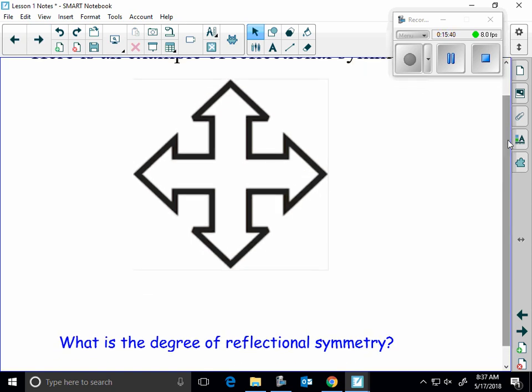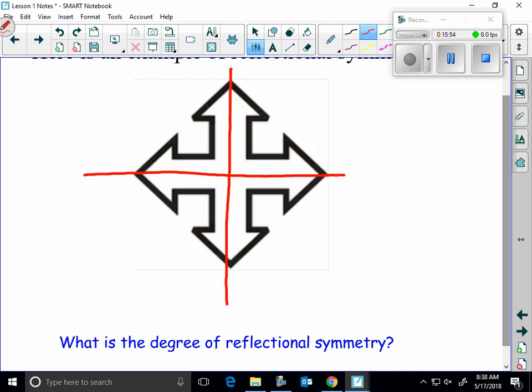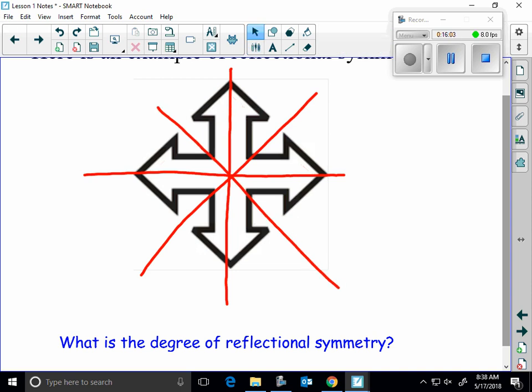Let's talk a little bit about reflectional symmetry. An object has reflectional symmetry if I can draw a line through the object that cuts it directly in half. How many times could I do that to that object? Here's two, right? How many other ways can I do it? How about this? 3? Oh, poor. There we go. Okay, so this object has degree 4 reflectional symmetry.